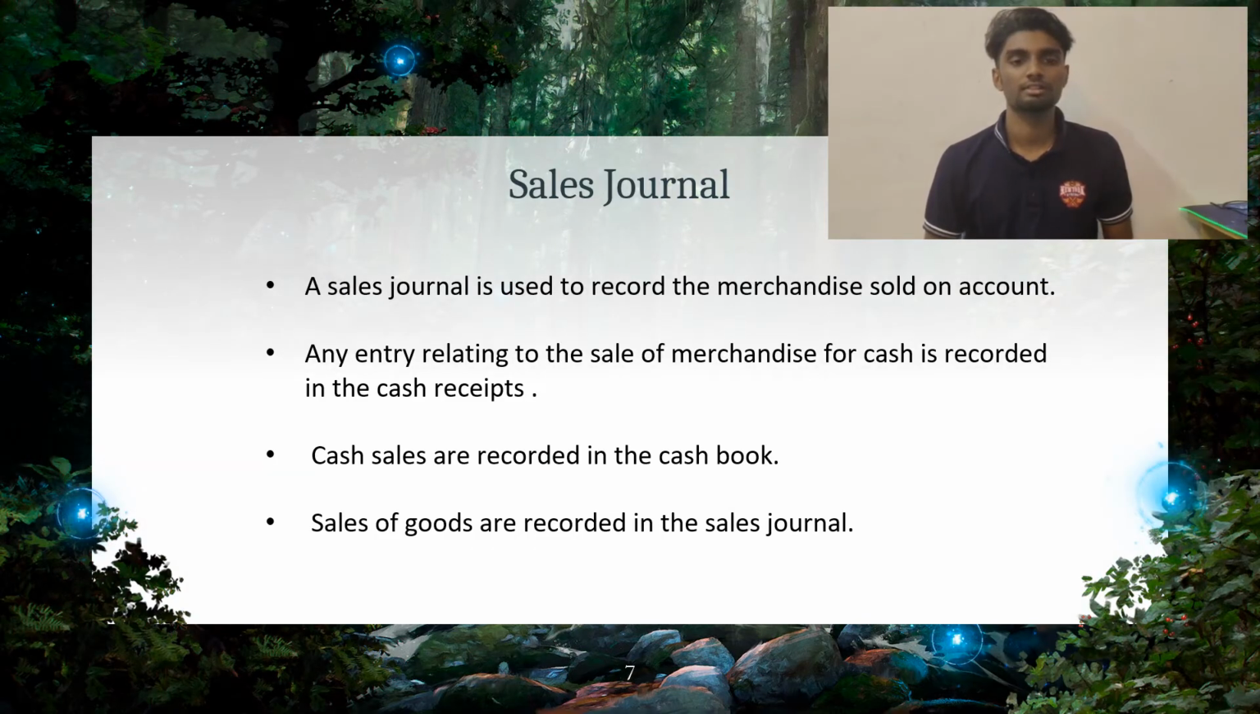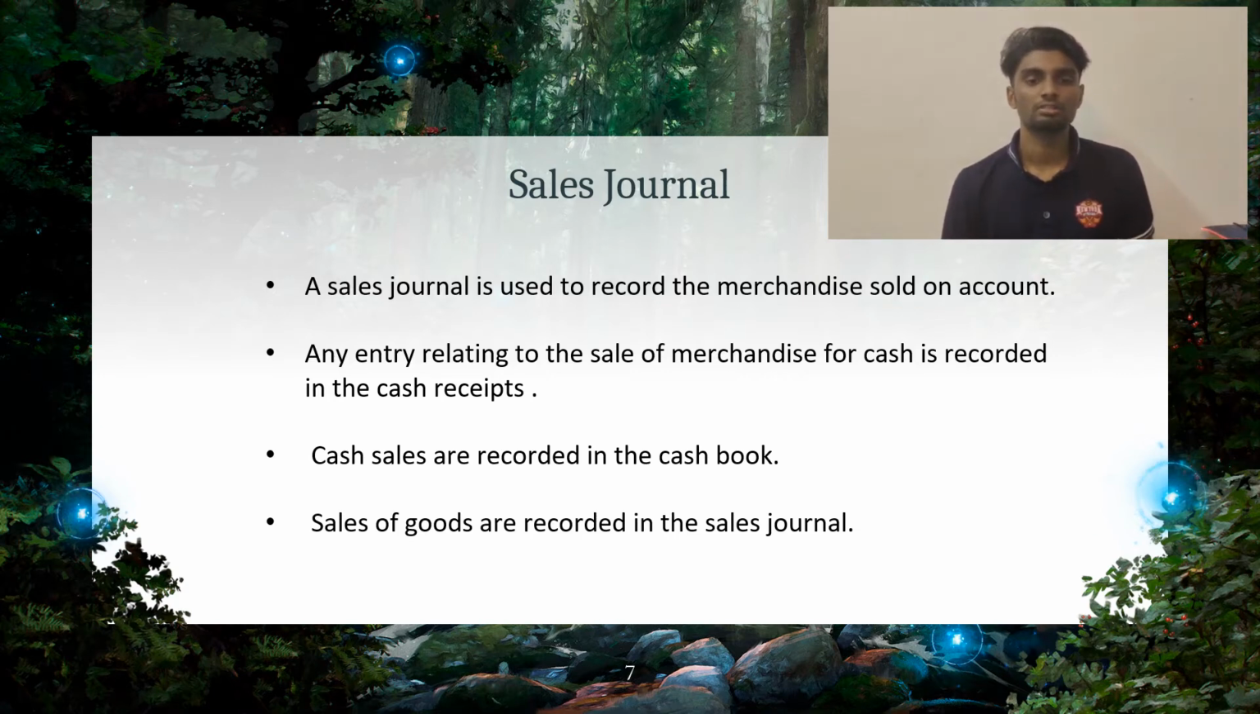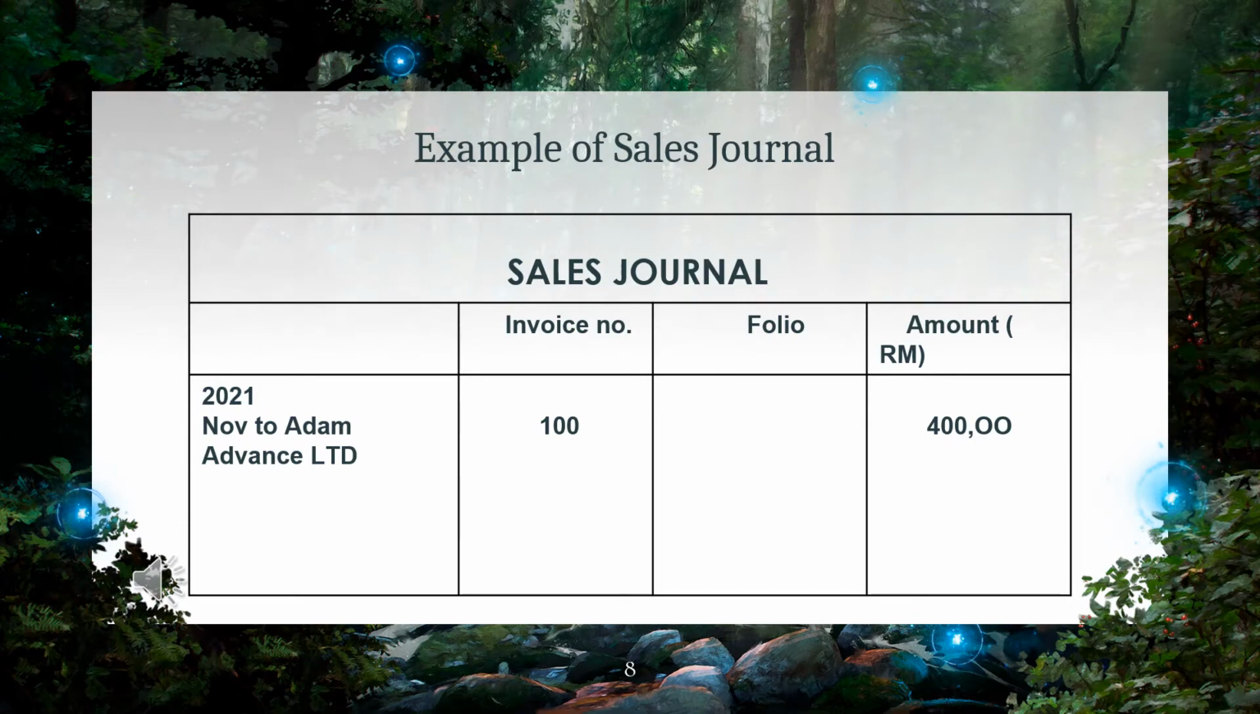The definition of sales journal: the sales journal is used to record merchandise sold on account. Any entry relating to the sale of merchandise for cash is recorded in the cash receipts journal. This is the example of a sales journal.